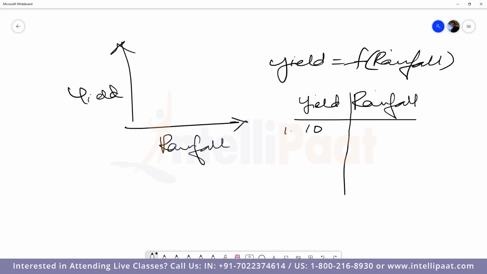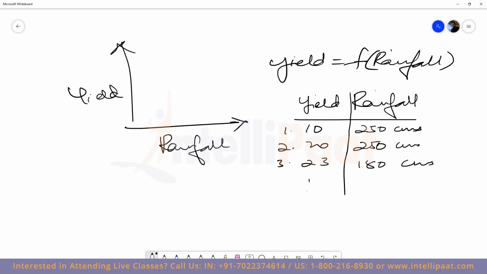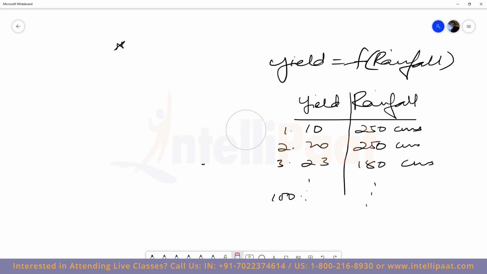Let's say I have 10 tons and the rainfall is 250 centimeters in the complete year. Second is 20 tons, 250 centimeters. Third is 23 tons, 180 centimeters, and so on and so forth. Let's say I collect maybe 100 observations from different parts of the country. Now that I've collected all of this data, the next step is, of course, to try and find if there is a way to extract a relationship between my yield and rainfall, right?